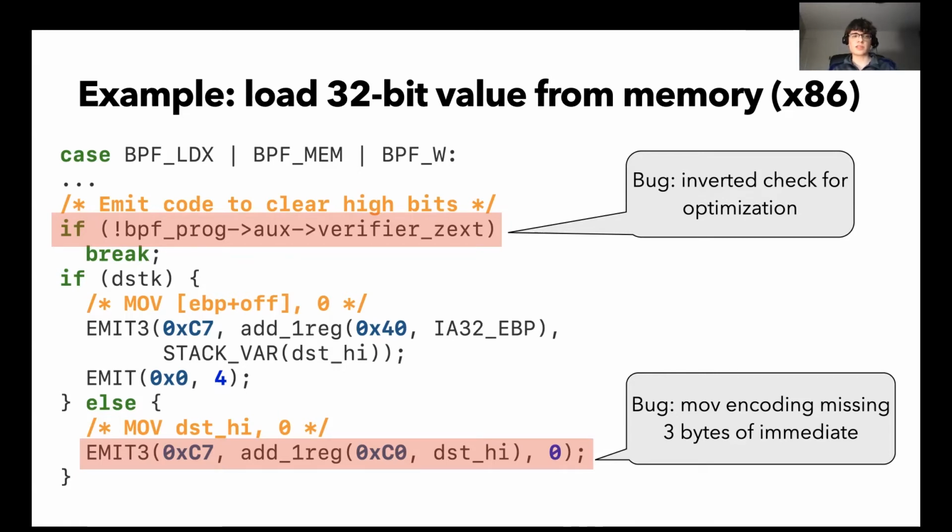Second bug is that it doesn't correctly encode an x86 move instruction. The x86 move instruction expects there to be 4 bytes of immediate, but this JIT only provides 1. And this means the first 3 bytes of whatever instruction follows this in memory will be consumed as an immediate, which breaks the whole stream of instructions, which is quite dangerous.